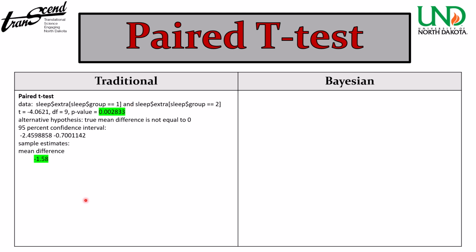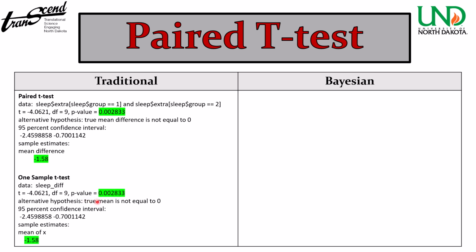The mean difference was negative 1.58. So I think that, yeah, because it was comparing 2 and 1. So on average, group 1 had about an hour and a half less. So drug 1 had an hour and a half less sleep than drug 2.